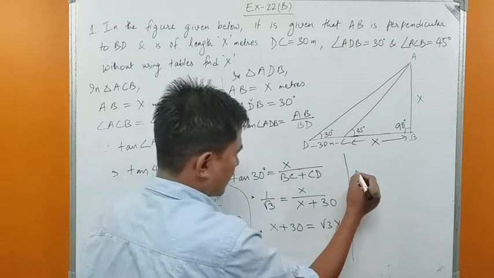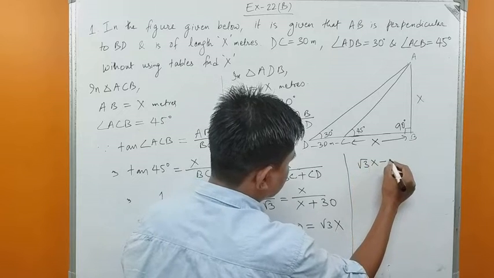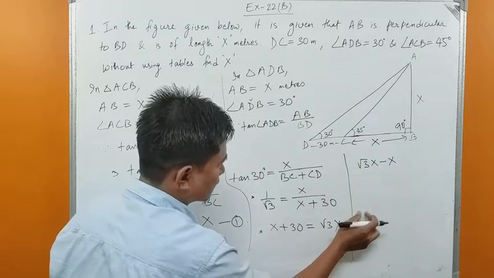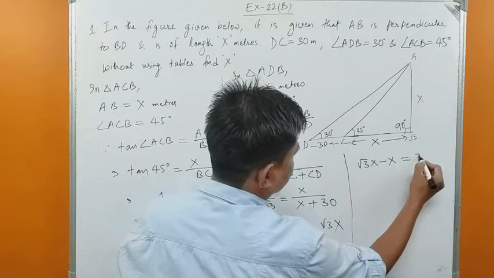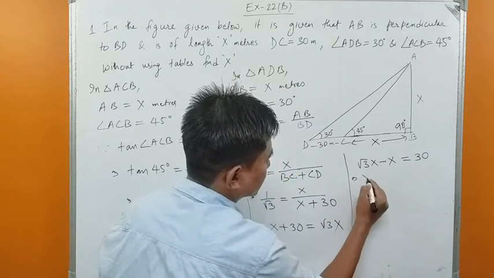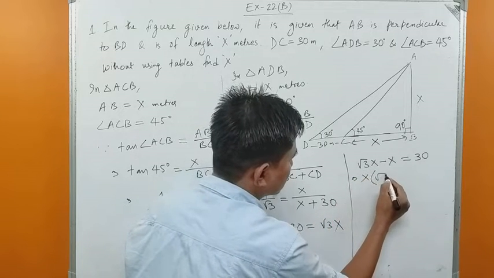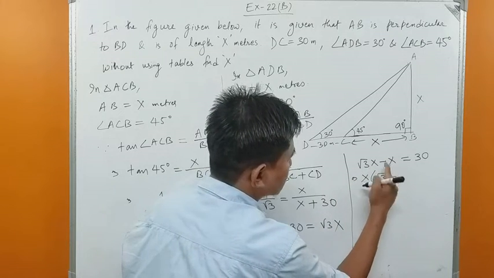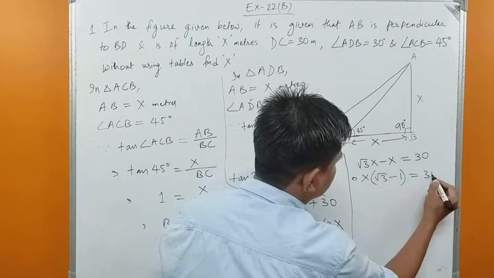Root 3x minus x. This plus x, when taken to the right hand side, becomes minus x, equals 30. I hope you are getting me. Now let us take the common factor out, that is x. Then what remains within the bracket? x into root 3 is root 3x. Plus into minus is minus. x into 1 is x, equals 30.